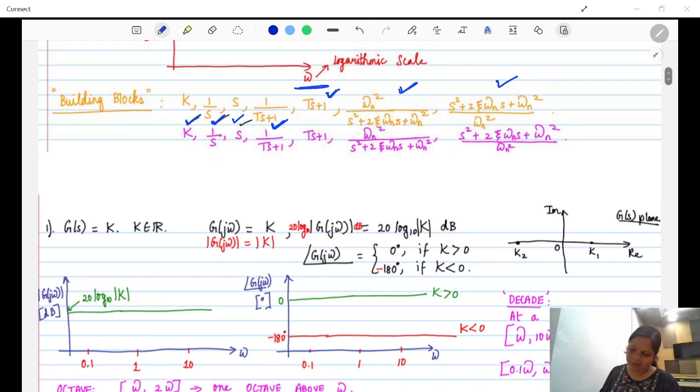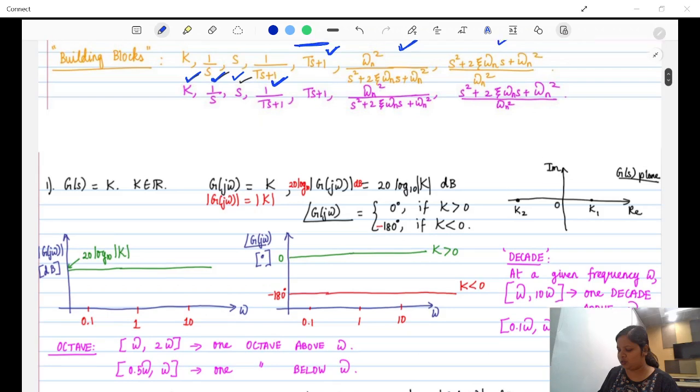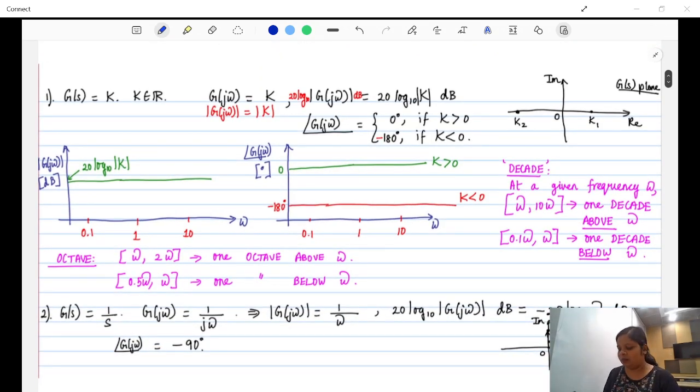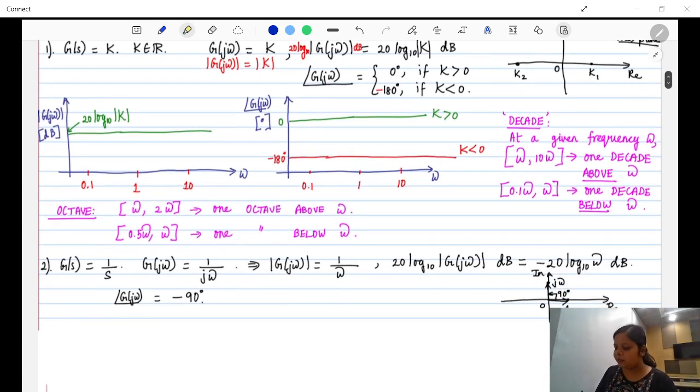We should be in practice of knowing what they would look like if we are asked to express them or draw their Bode plots. So for constant functions, I hope you might have gone through the lecture, so I would not go into detail. But if you have a constant term, it would forever be constant, 20 log of K, right? Because G(s) is K. 20 log of K is the constant that you're going to have throughout. For phase, it would be 0 or 180 degrees depending on whether K is greater than 0 or less than 0.